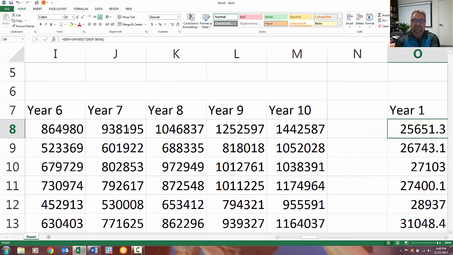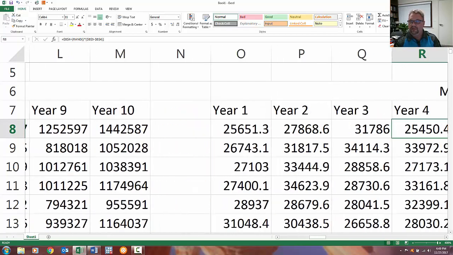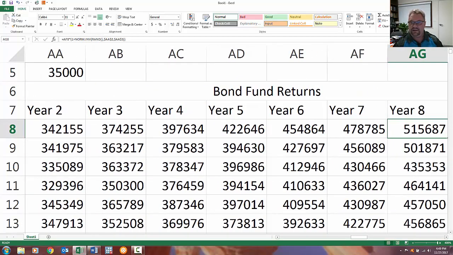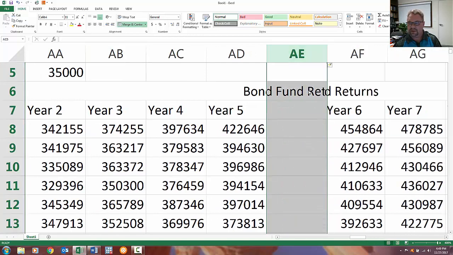Notice I don't have to change anything on the withdrawals because that's not being affected. So I can leave all this alone. But then I need to get here to the bond fund returns and, of course, do the same thing.